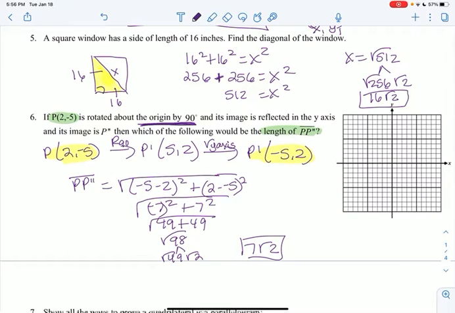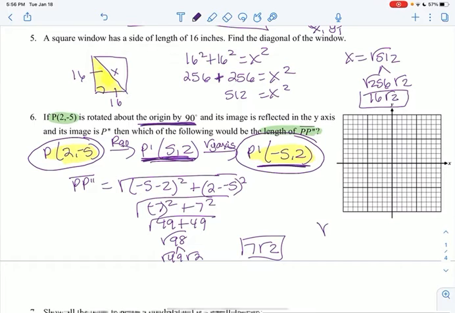So rotation at 90 degrees, you change the sign of the y, and the y goes in the x position, and the x goes in the y position. So that becomes P prime, which is 5, negative 2. And then you're going to reflect that in the y-axis. When I reflect in the y-axis, it changes the x. So basically, these are my 2 points highlighted in yellow, and I'm just using my distance formula on that.